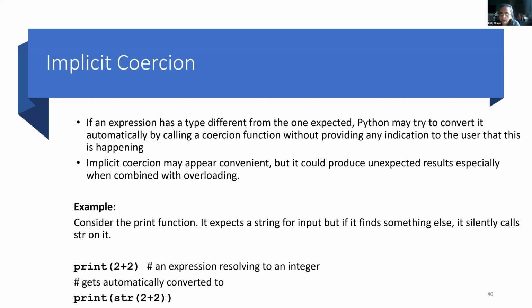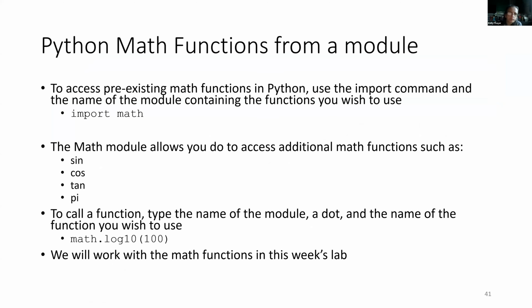So print should not be able to print 4, but it automatically coerces it. So it is going to do something like this: print str of 2 plus 2. It will coerce the 2 plus 2 using the str, which will then mean that what Python actually sees when it gets to print is the string 4 instead of the integer 4. That is the point here.